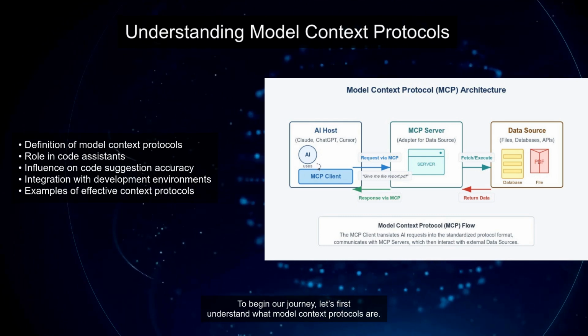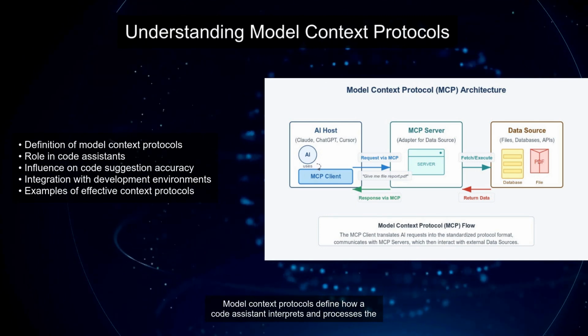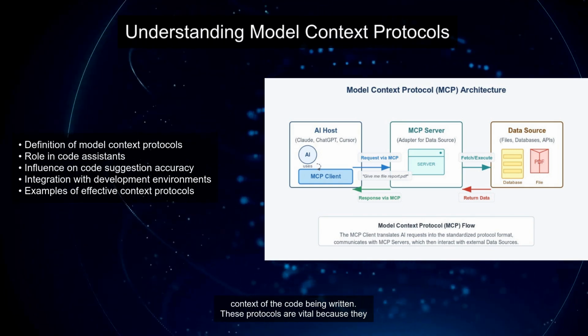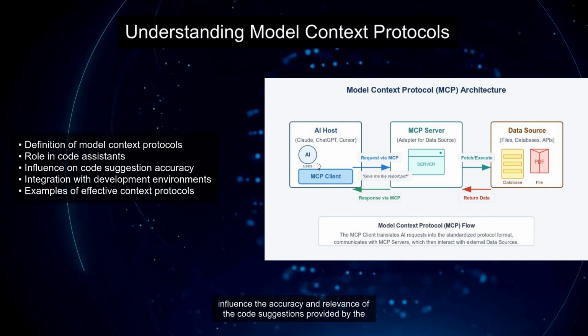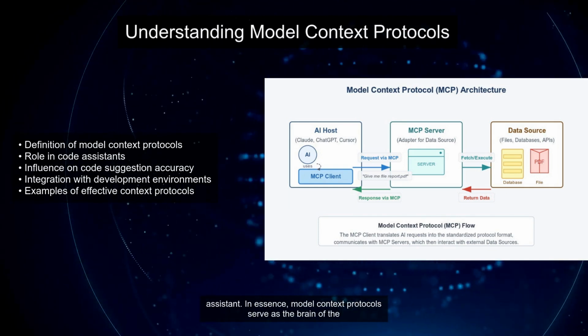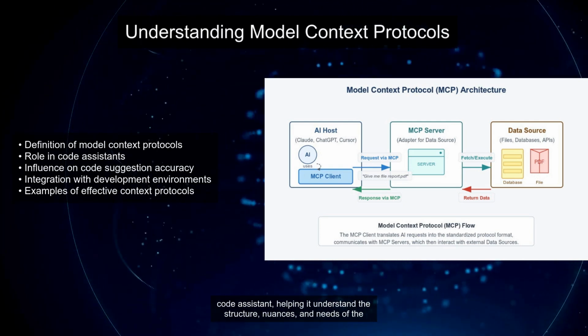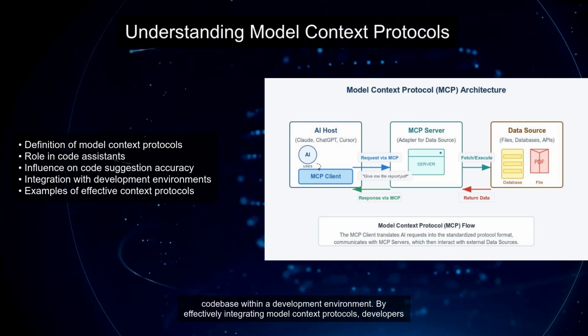To begin our journey, let's first understand what model context protocols are. Model context protocols define how a code assistant interprets and processes the context of the code being written. These protocols are vital because they influence the accuracy and relevance of the code suggestions provided by the assistant. In essence, model context protocols serve as the brain of the code assistant, helping it understand the structure, nuances, and needs of the codebase within a development environment.